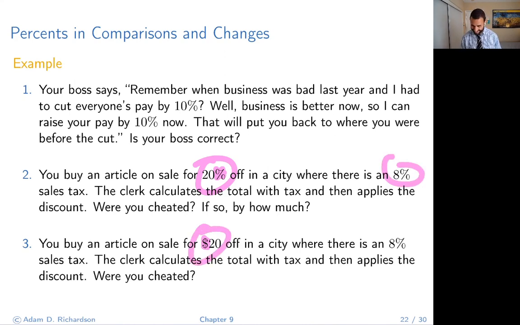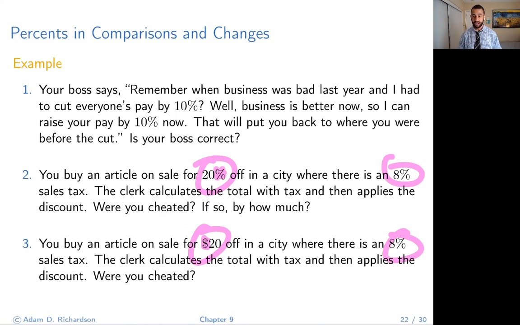And so tax is multiplicative. Tax is applied multiplicatively. So if you do a multiplicative tax and then an additive discount, that's not the same as doing an additive discount and then a multiplicative tax on top of that, right? So it is actually different.